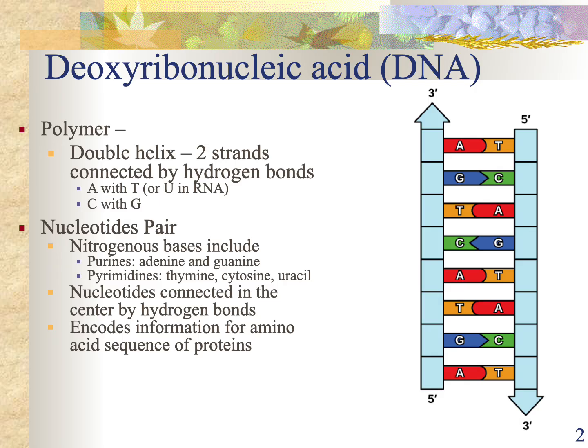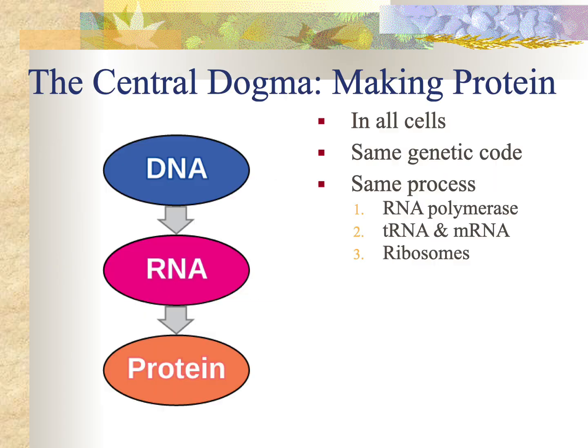This pairing of bases occurs in all cells, and DNA is used for the same process in all cells. It provides stored genetic information, and the code that it stores is used to make RNA, which is an intermediate step in making proteins. And so that process is the same in all cells. It occurs with the same code using the same materials.